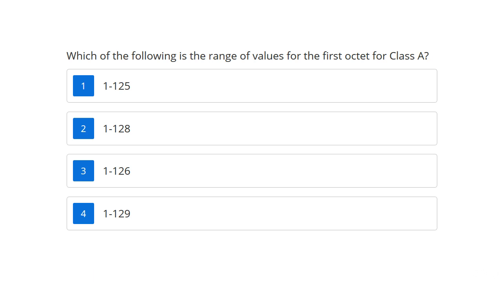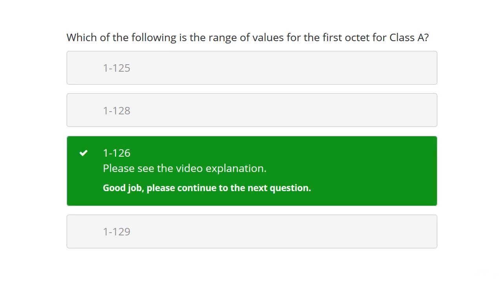Which of the following is the range of values for the first octet of class A? The answer is 1 to 126. The value of the first octet for class A goes from 1 to 126.